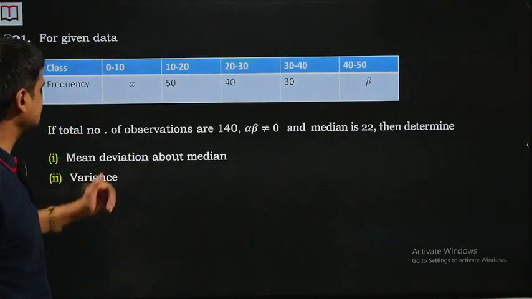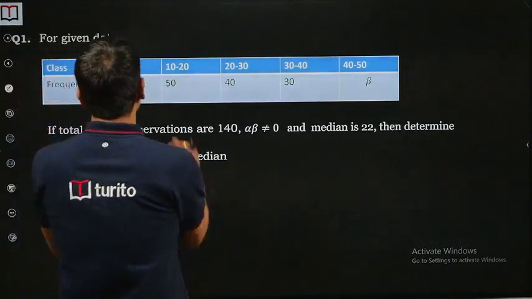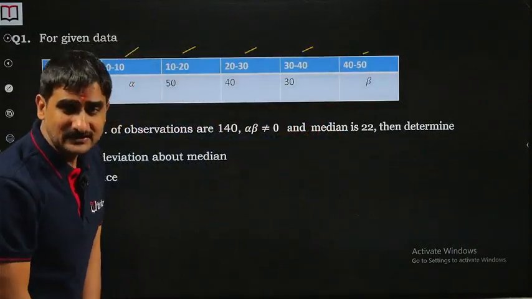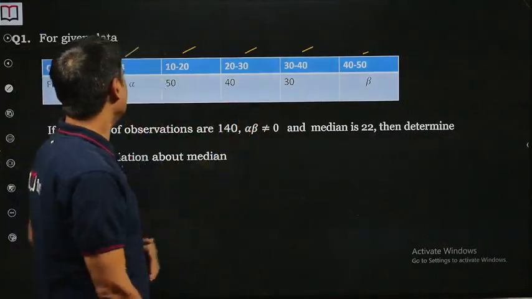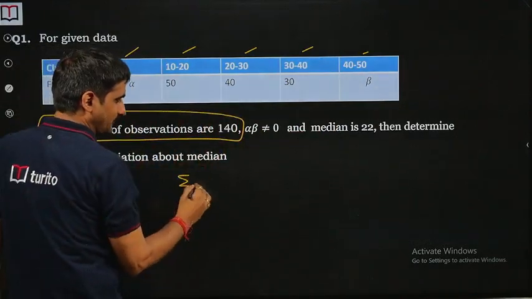Okay, so now let's start with the question. The first question: class intervals are given, 0 to 10, 10 to 20, 20 to 30, 30 to 40, 40 to 50, and their respective frequencies are given as alpha, 50, 40, 30, beta. The total number of observations is 140.